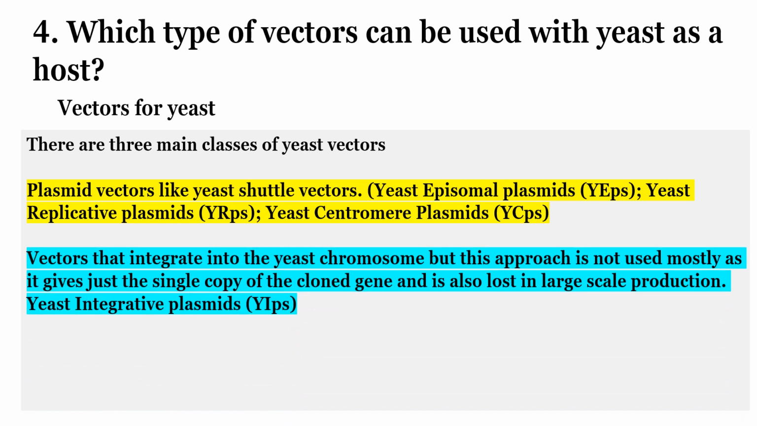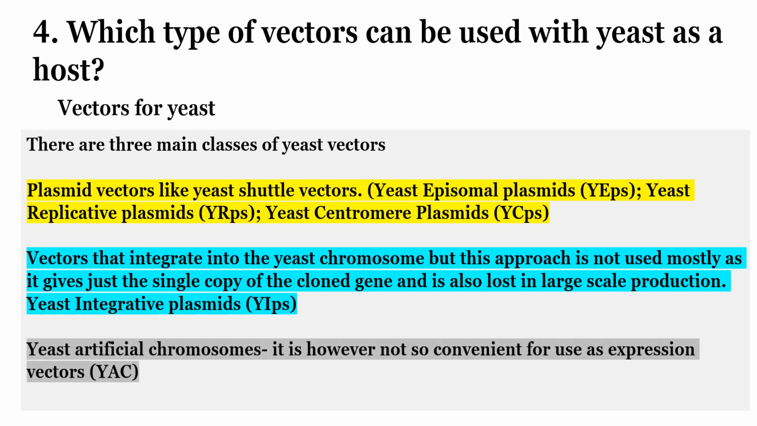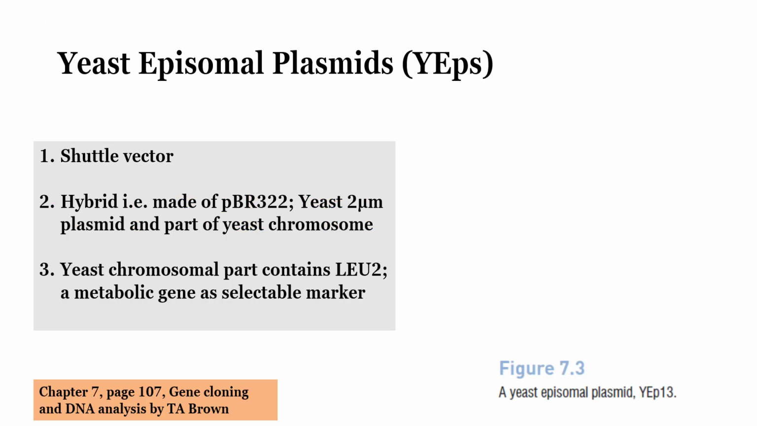Then come vectors that integrate into the yeast chromosome. Obviously the name is yeast integrative plasmid, and this is also present in your book. Then yeast artificial chromosomes, which are the most important vectors developed on the design of the yeast chromosome. However, it is not so convenient for use as an expression vector. It is basically used to construct genome libraries. So let's discuss these vectors one by one.